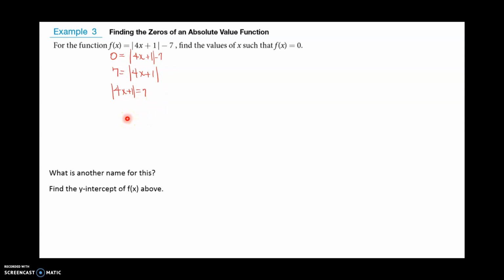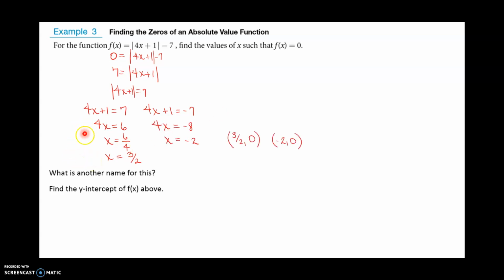So now that I have the absolute value on one side by itself, remember to take what's inside the absolute value and set it equal to a positive and a negative of what's on the other side. And now we just have two baby equations to solve. So we can subtract 1 and divide by 4 to get our answers. So over here, if I subtract 1 and divide by 4, I'm going to put that fraction in lowest terms. And then here, subtract 1 and divide by 4. So I got x is equal to 3/2. And then remember my y value is 0. And I got x is equal to -2 and my y value is 0.